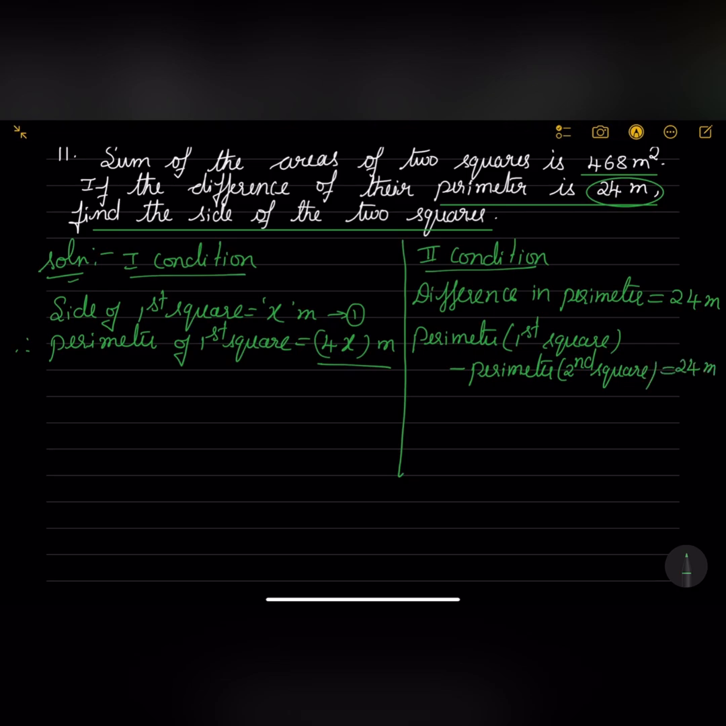Now the perimeter of the first square, we know it is 4x. So 4x minus the perimeter of the second square is equal to 24 meters. Therefore, the perimeter of the second square is equal to how much?